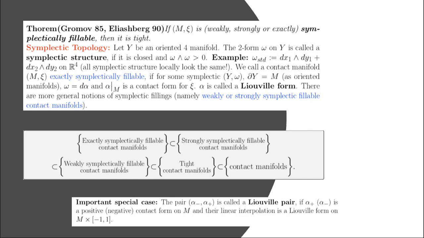So these definitions basically give you a hierarchy of contact manifolds. On one hand, you have a general contact manifold, and on the other hand, you have exactly symplectically fillable contact manifolds. A very important special case is when you have a pair of contact forms alpha minus and alpha plus. We call that a Liouville pair if these are positive and negative contact forms, and their linear interpolation is a Liouville form on M cross interval.